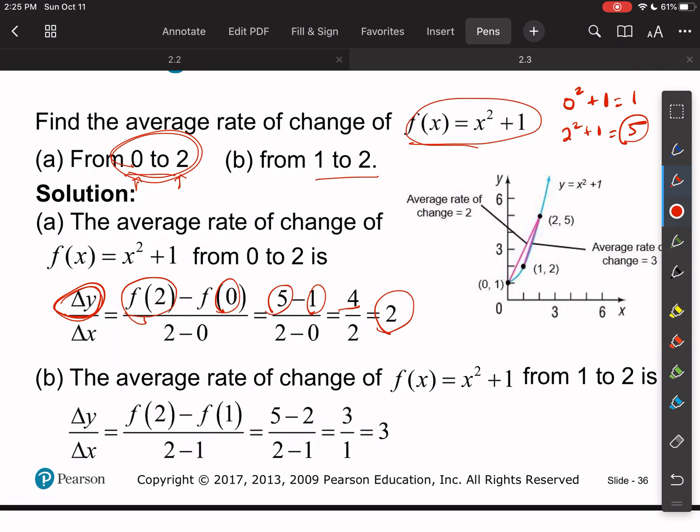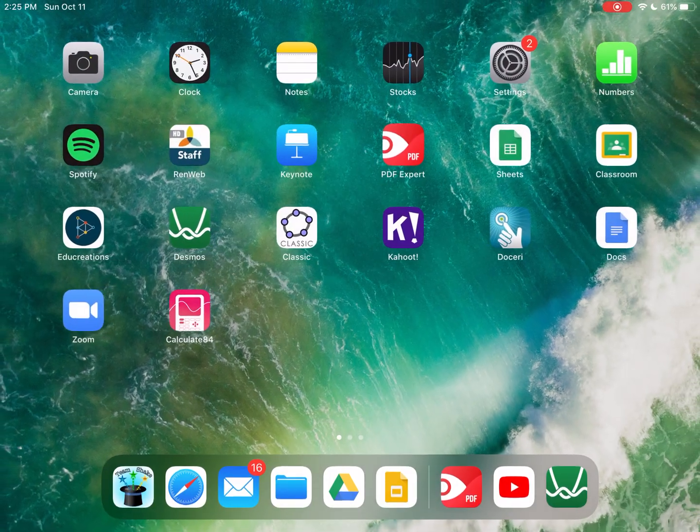So that is the average rate of change. Then we look at from 1 to 2. We do the exact same thing. We put a 1 in, 1 squared plus 1, and then we put a 2 in, 2 squared plus 1. This is going to give me 2. This is going to give me 5. The difference between 2 and 1 is just 1, right? You just subtract the x's, and then you subtract the y's. 5 minus 2 is 3. So the average rate of change between 1 and 2 is 3. So it's getting steeper. We see that it's getting steeper in this part of the graph than it was in this part of the graph. So that's how you find the average rate of change.